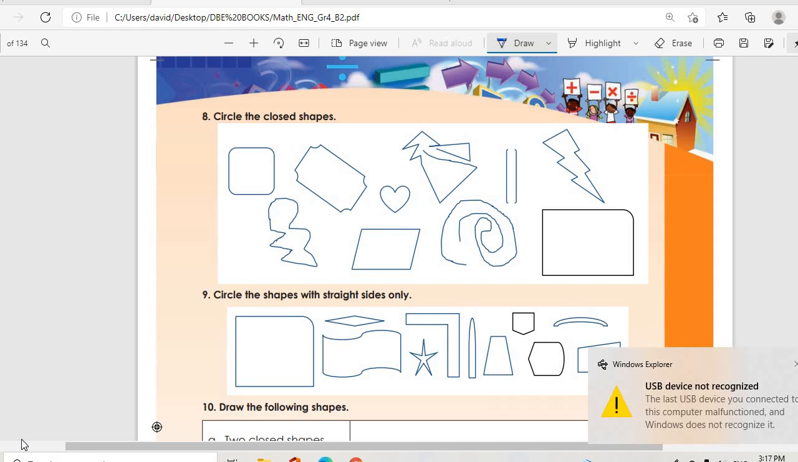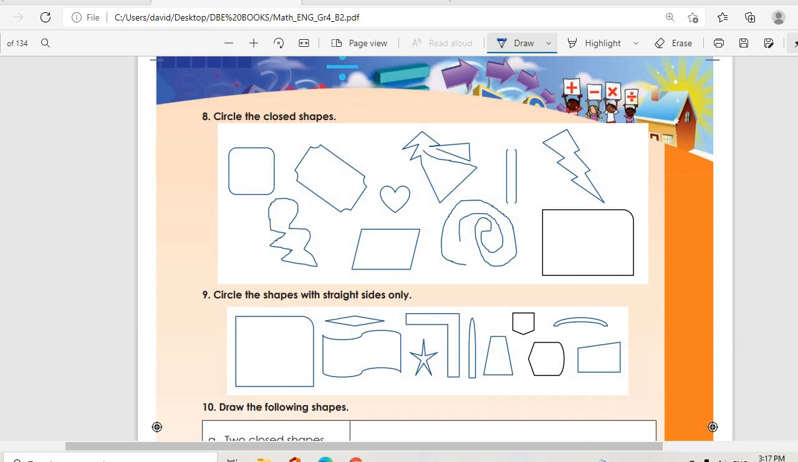Today we are starting from the 2D shapes. Last time we ended on number 7, so today we are starting from question 8. They are saying circle the closed shapes. I'm not going to circle, but to put a tick. This one is enclosed. This one is enclosed. This one again. This one again. This one is enclosed. This one, no. This one is enclosed. This one is enclosed. Then this one, no. This one, no. Right, then we go to number 9.